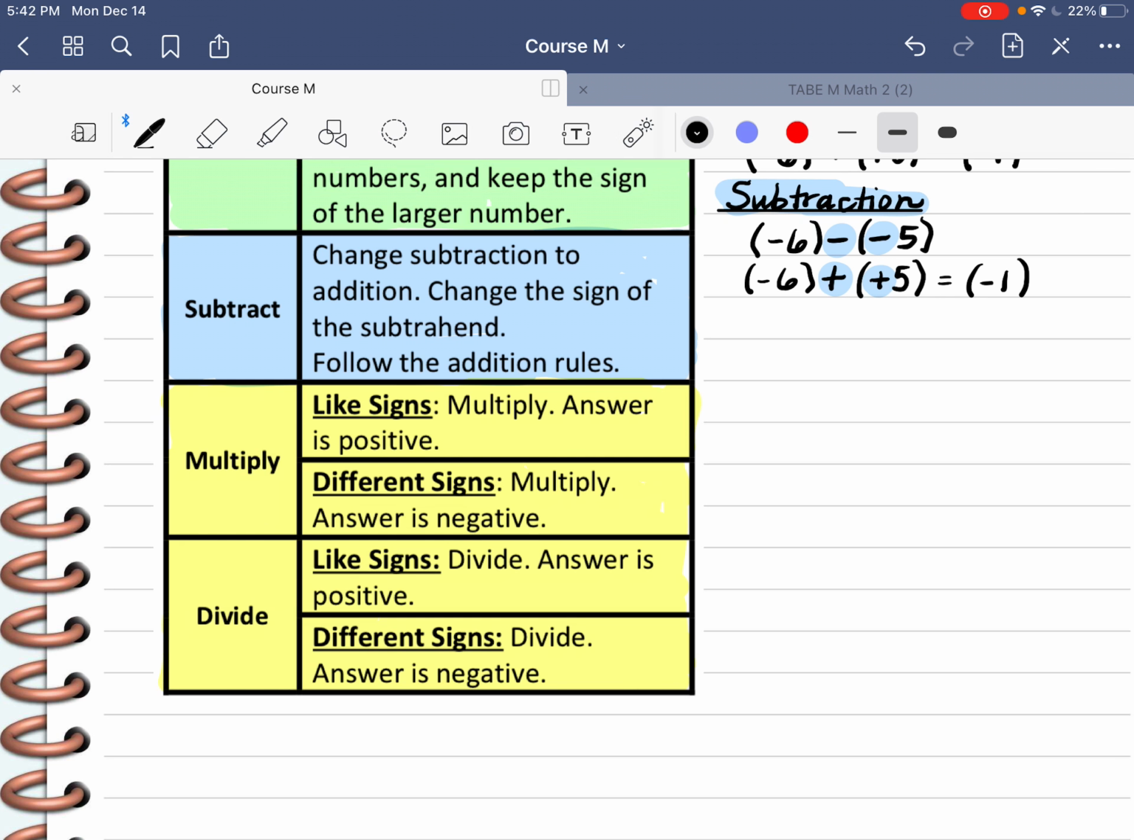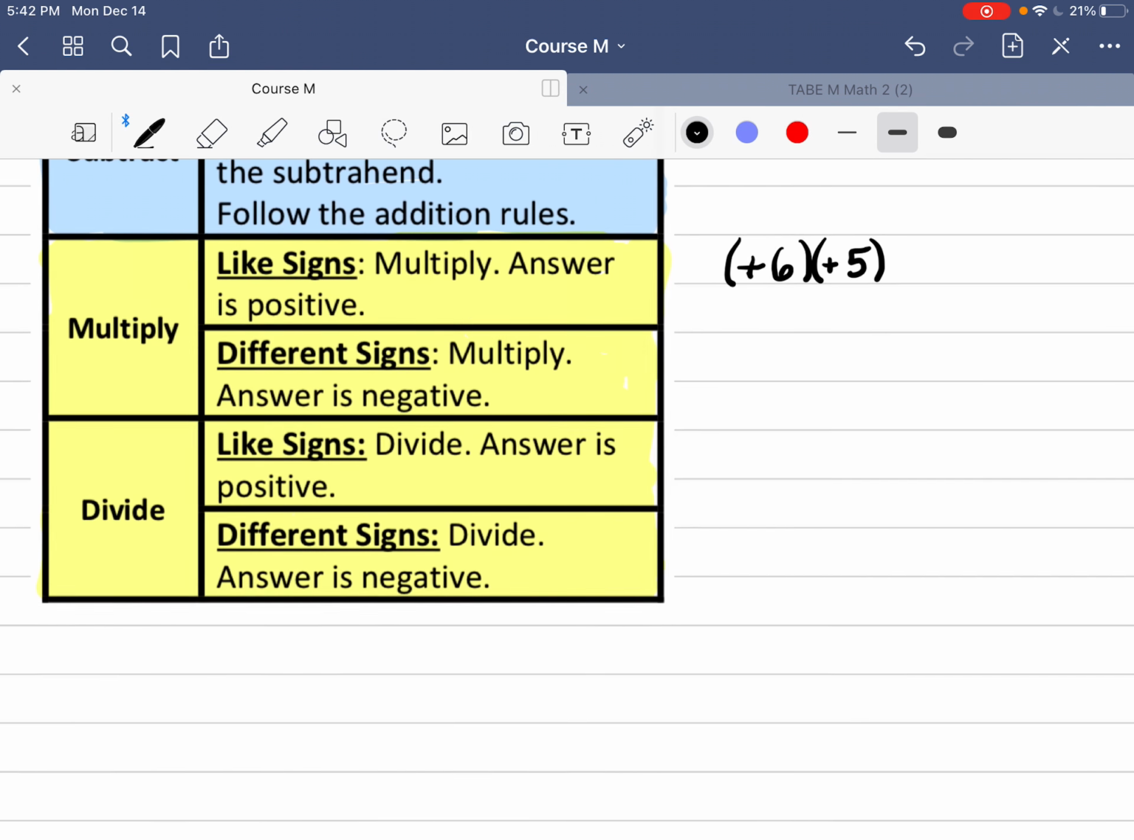So with multiplying and dividing, if the signs are the same, and this means multiply, this is different than adding because those parentheses are pressed up together. So positive 6 times positive 5, the signs are the same, the answer is positive. A negative 6 times a negative 5, the signs are the same, so the answer is positive.